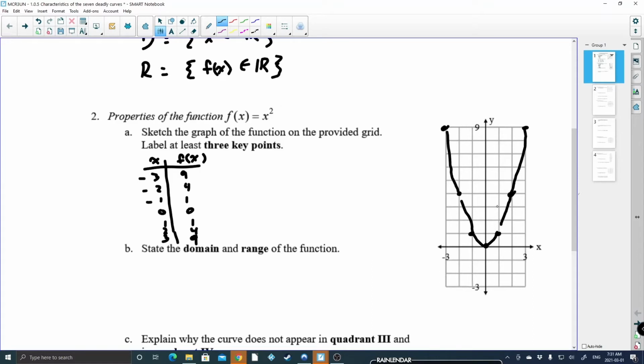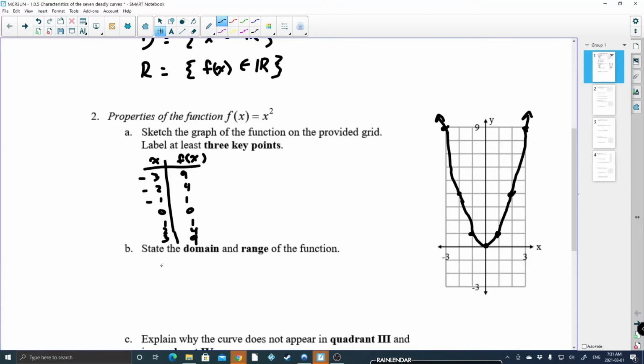That should be a continuous line. And there's your parabola. So if you hadn't gone to -3, if you had just gone to -2, you might see enough of the curve to be able to draw the parabola. But going to -3 to +3 really helps us see that. And again, this graph does continue forever.